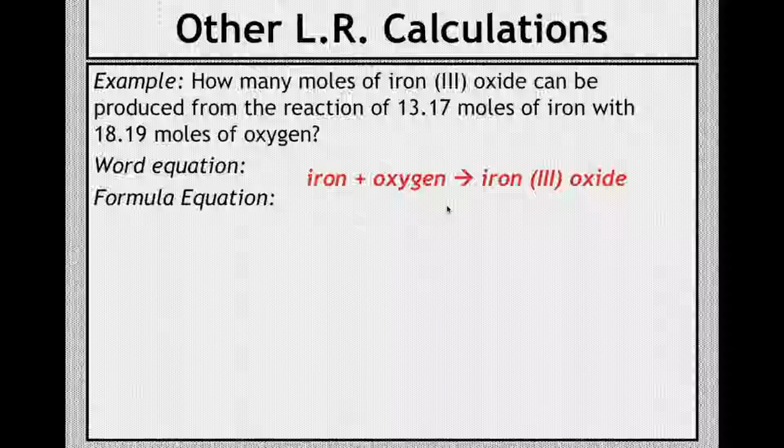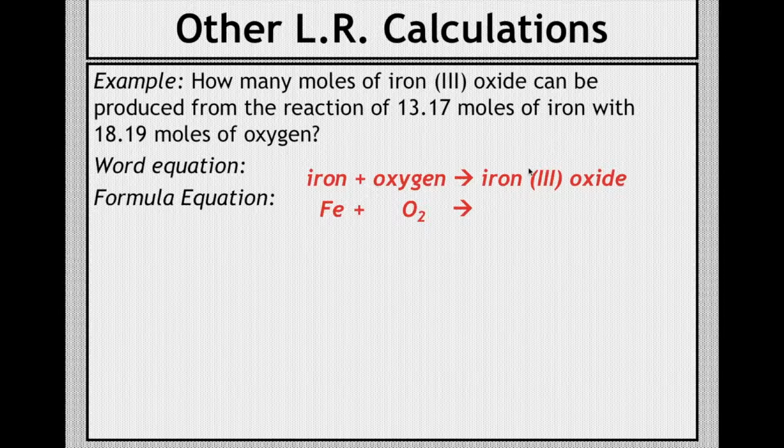The formula equation: iron is not a diatomic element, so it'll be Fe plus oxygen, which is a diatomic element, so it'll be O2. That will yield iron oxide. This is an ionic compound. I know that because this is a metal and this is a nonmetal. It tells me the charge on iron right here, so it'll be Fe3+ and then O with a 2-. So you would bring the 3 down and the 2 down, and you will have Fe2O3. Okay, so that's the formula equation.